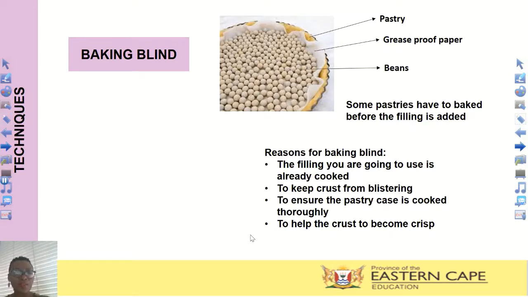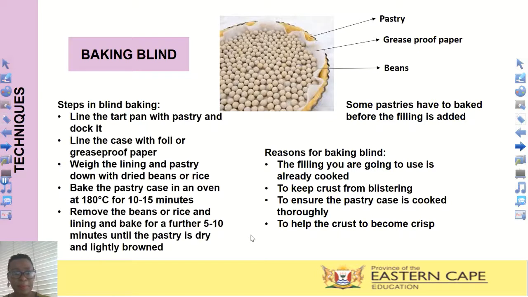It helps the crust to become crisp. Now, how do you bake blind? You line your tart tin with your pastry and then you dock it. Remember, docking is when you use a fork and you make holes into it. You line the tart tin, on top of your pastry, with foil or greaseproof paper.